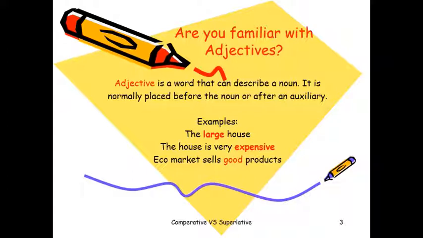But apart from these three reasons, the description of a noun and being placed before the noun or after an auxiliary, there is another reason why I have brought to you this example. Is there any distinction between these three adjectives: large, expensive, and good? Do you have any idea why I have used all these three adjectives? Okay, let's discover it in the next slide.